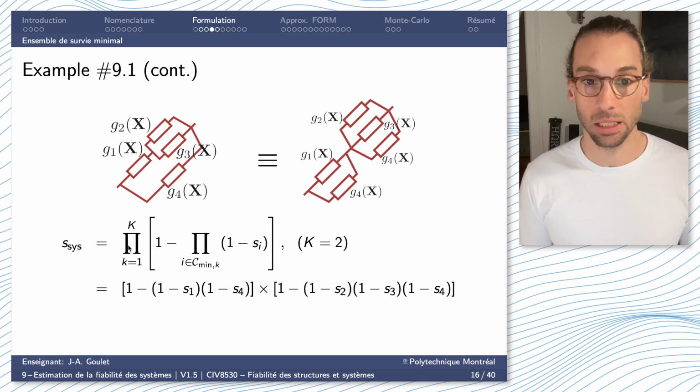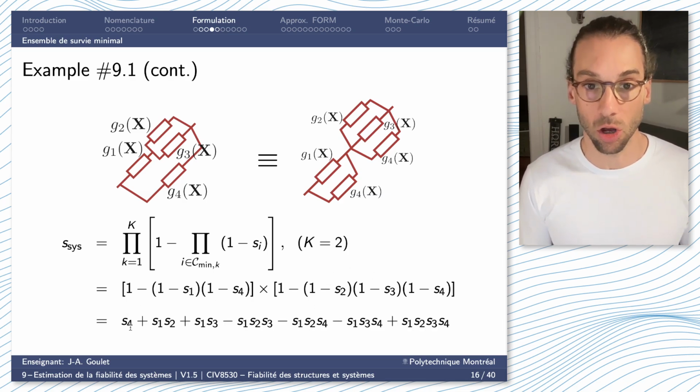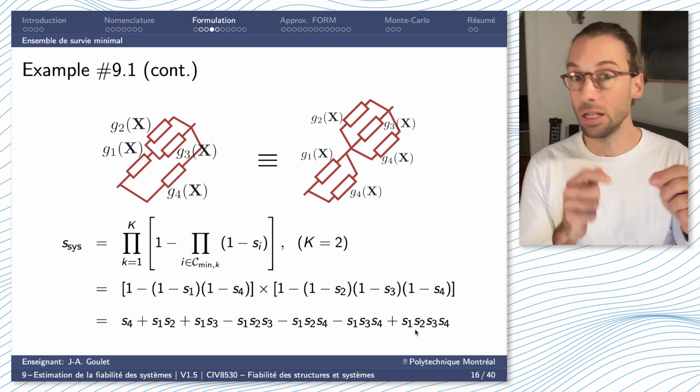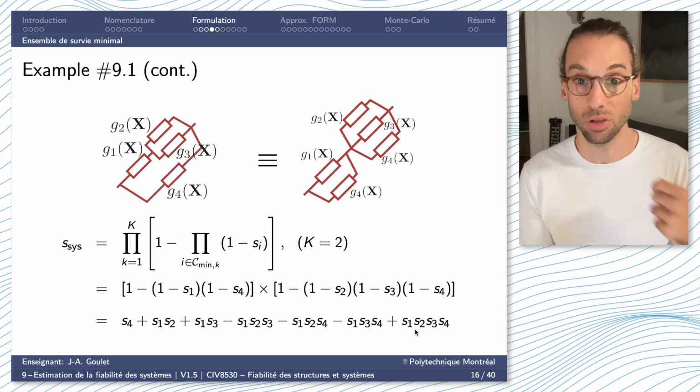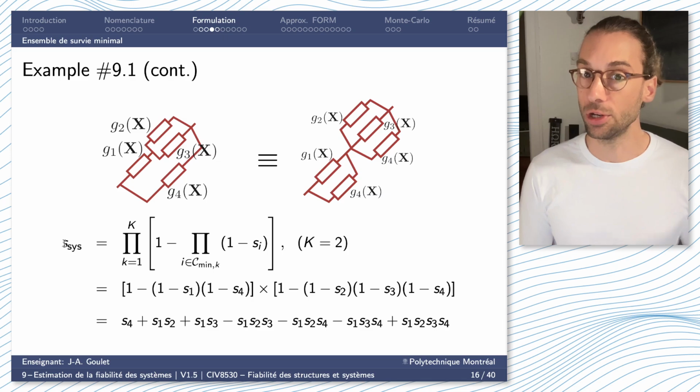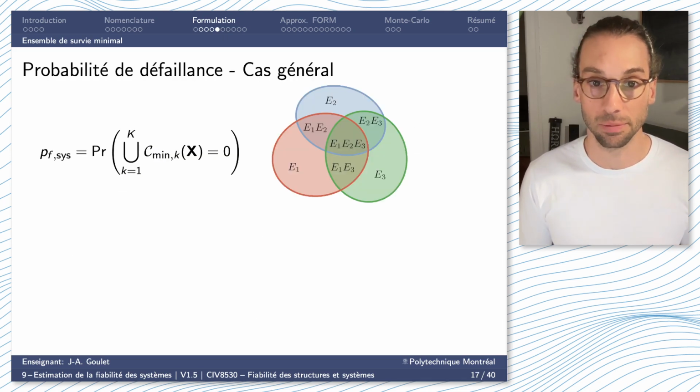My second cut set, this is the outermost product: 1 minus S2, 1 minus S3, 1 minus S4. This is my second cut set. And if we develop all these terms, we would get all of these. If we look at each possible combination of survival and failure of my components and evaluate this function, it will tell me 0 or 1, whether the system fails or survives.